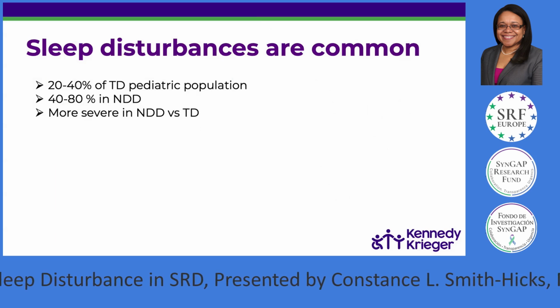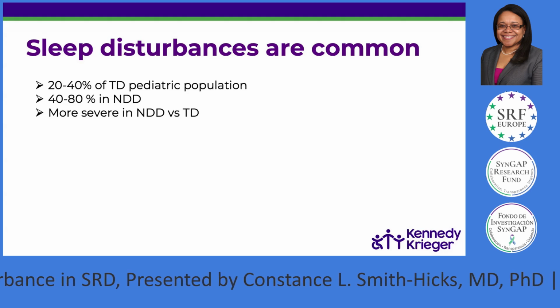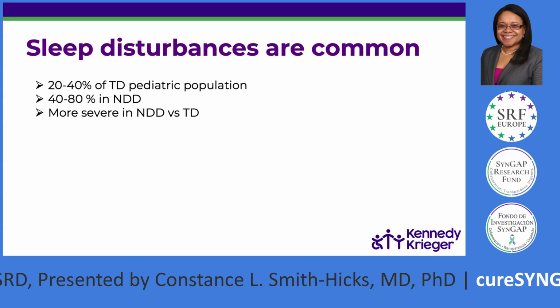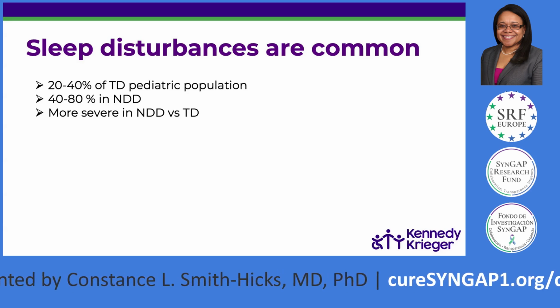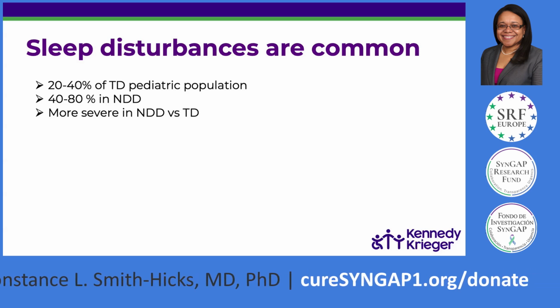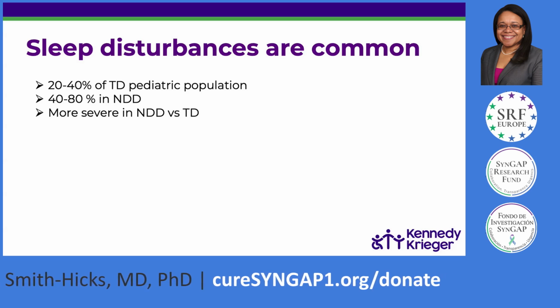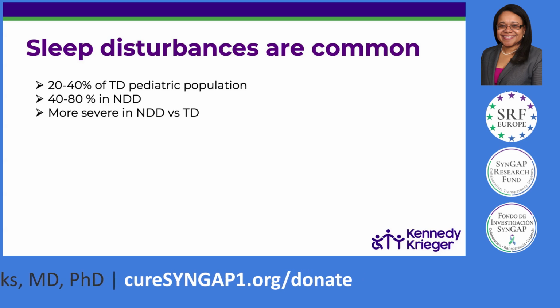Sleep problems are not just common in adults, it's also common in children, and it's common in typically developing children, where 20 to 40% of typically developing children do have sleep problems. But sleep problems are certainly more prevalent, but also more severe in individuals with neurodevelopmental disabilities, with a prevalence of 40 to 80%.